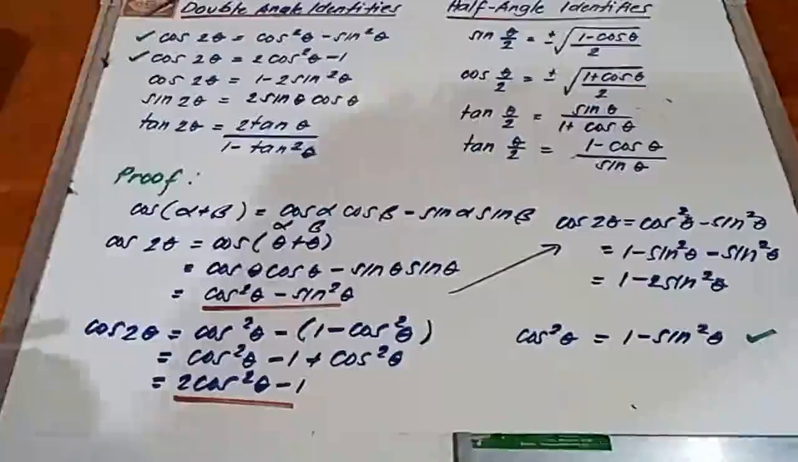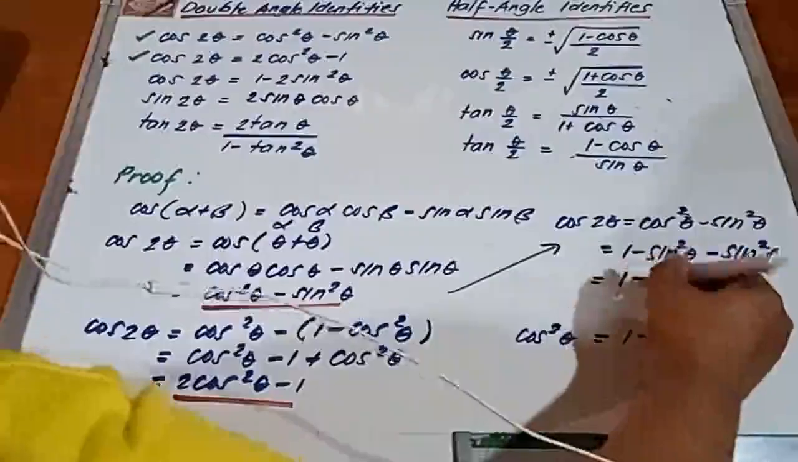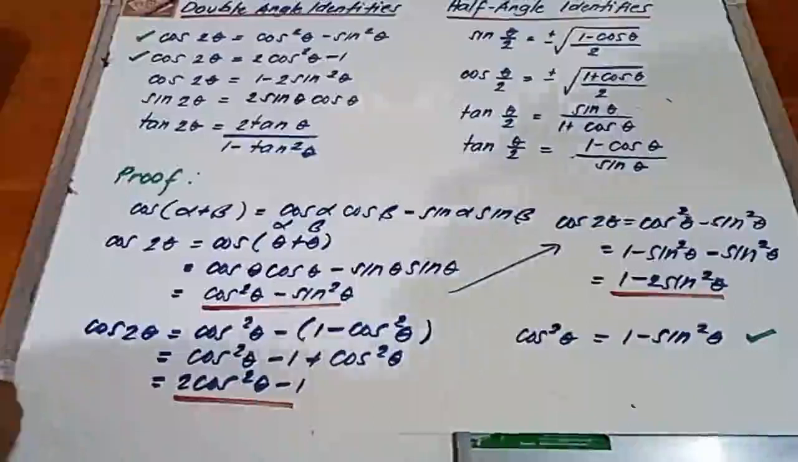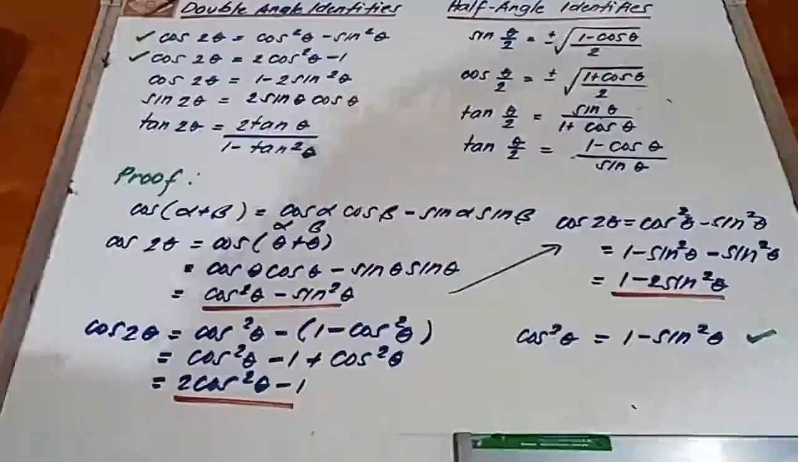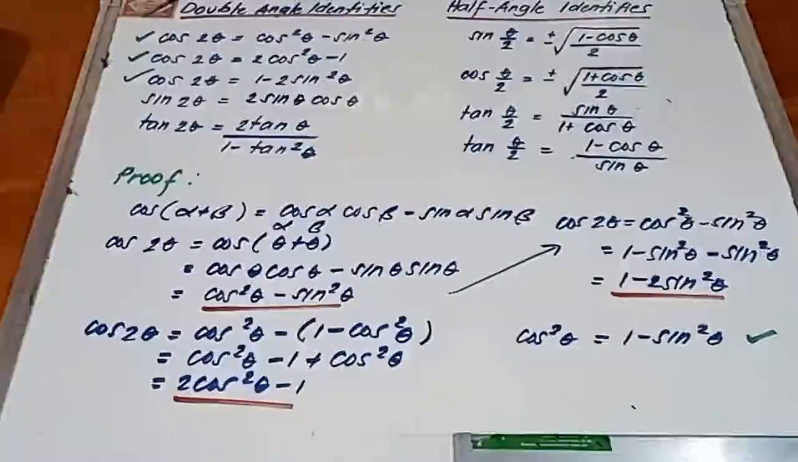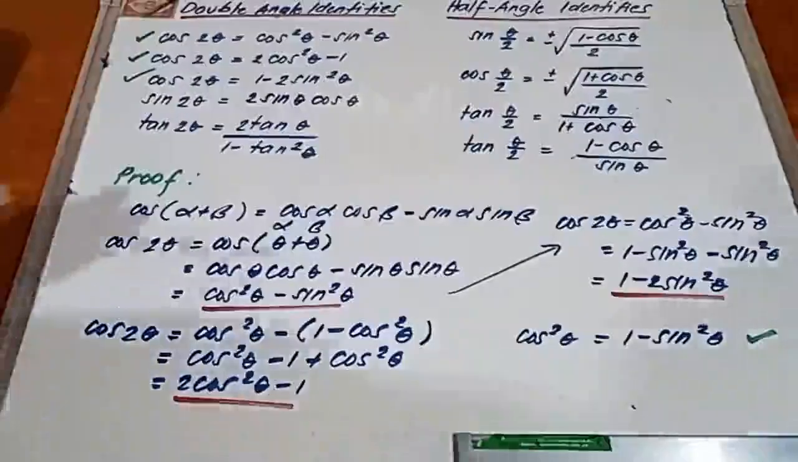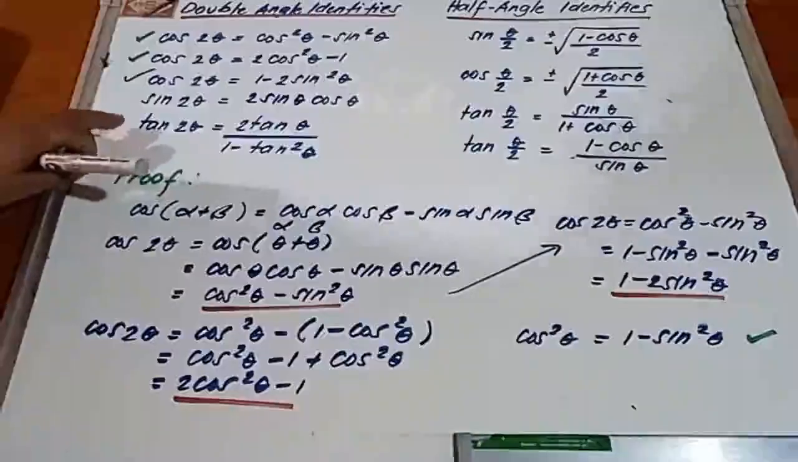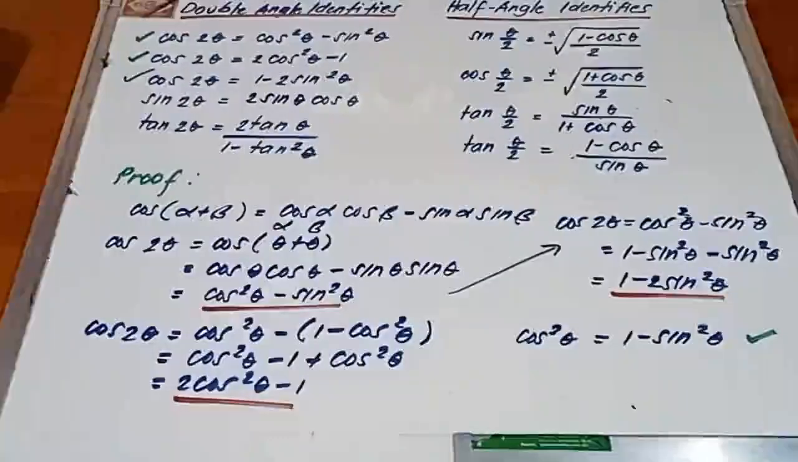Okay? So, mapapansin nyo, na-prove na natin yung first three double angle identities. And that is for cosine 2 theta. Okay? So, ganun lang ang pag-prove ng ating first three double angle identities. And if you want to derive sine 2 theta and tangent 2 theta, gagamitin nyo rin yung ating sum and difference identities for sine and tangent functions. Okay? So, isasama ko na lang yon sa inyong activity sheet. Thank you.